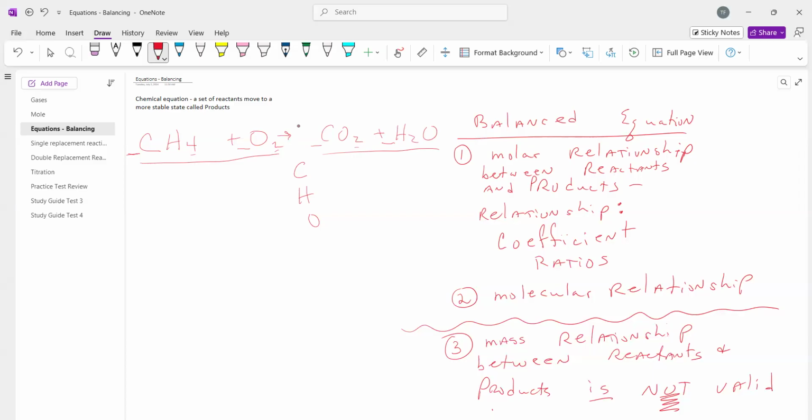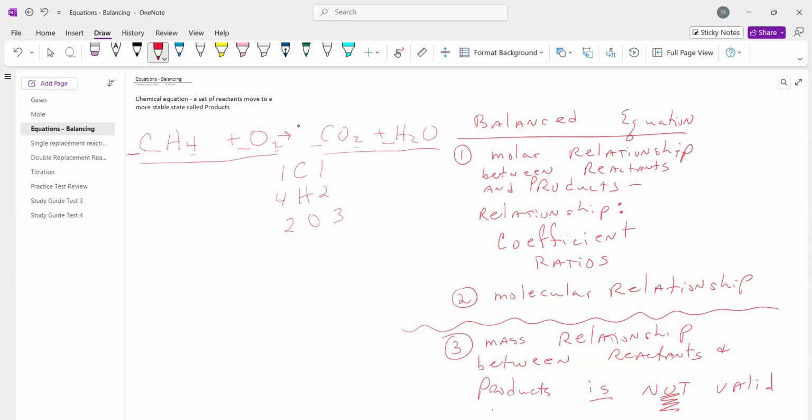All right, so the first thing we do is an inventory. How many carbons do we have on the left? We have one carbon. How many carbons on the right? Well, we have one. So right now our carbons are balanced. Let's look at H's now. We've got 4 on the left, 2 on the right. Now, our H's are not balanced, so we have to fix that in a minute. And oxygens, there's 2 on the left and 3 on the right.